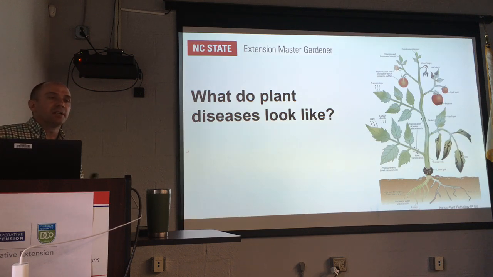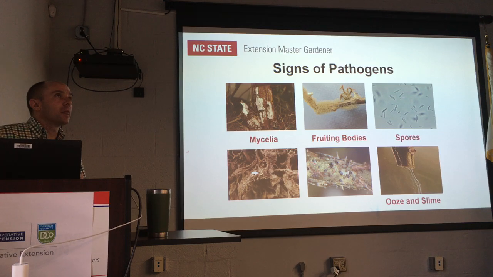Within diseases, we make a distinction between signs and symptoms that give us the suggestion that there is a disease. A sign is some direct evidence of the pathogen or pest. So in the case of insects, that would be you literally seeing a leaf-footed bug feeding on a peach fruit or something. That's obviously a direct sign.